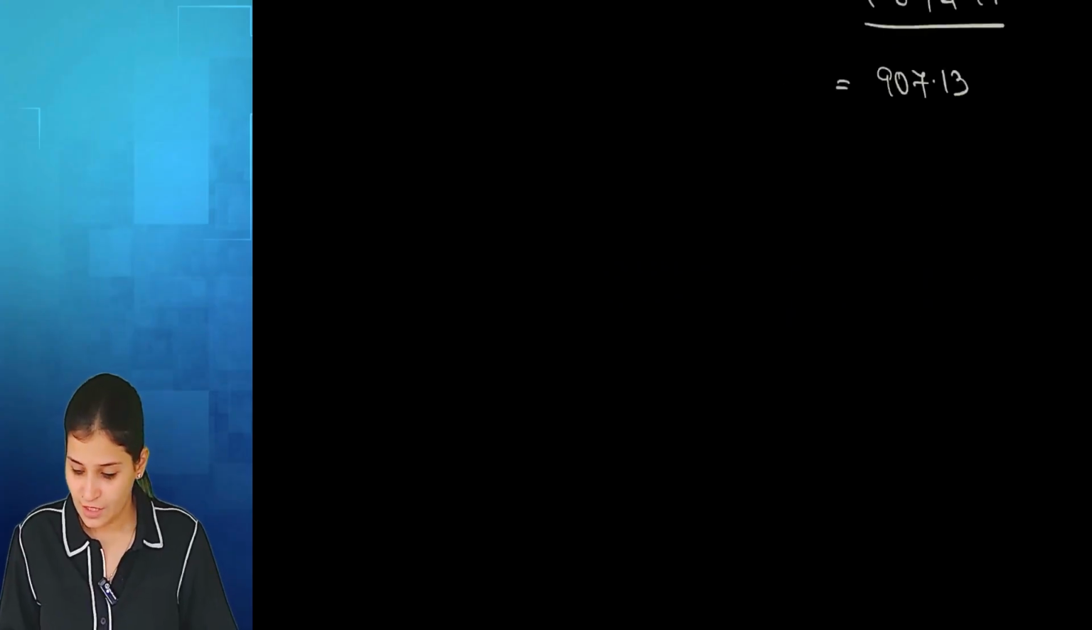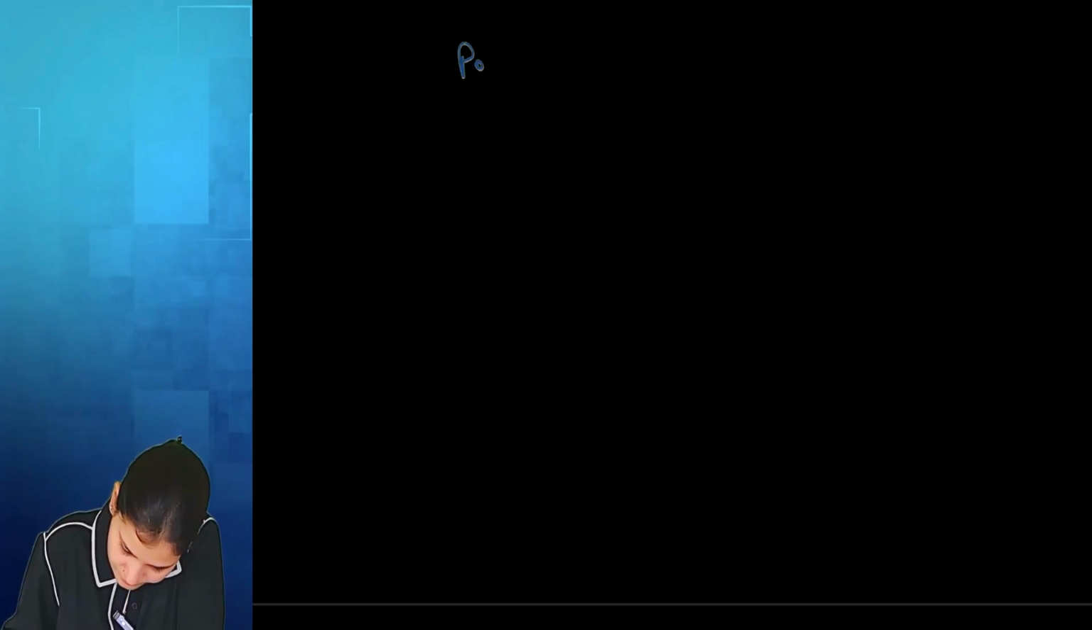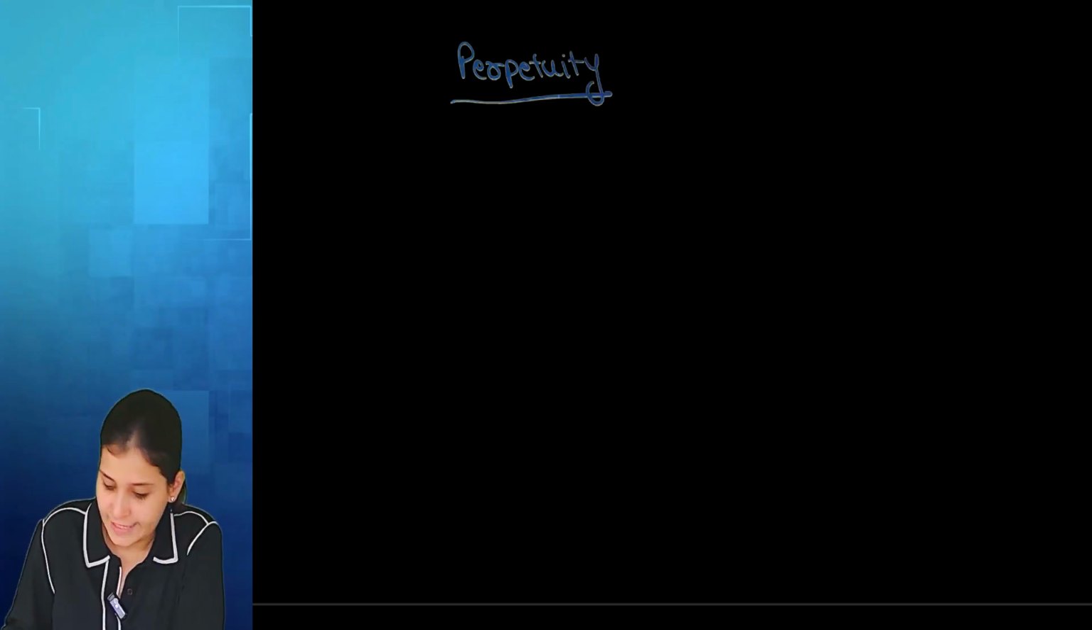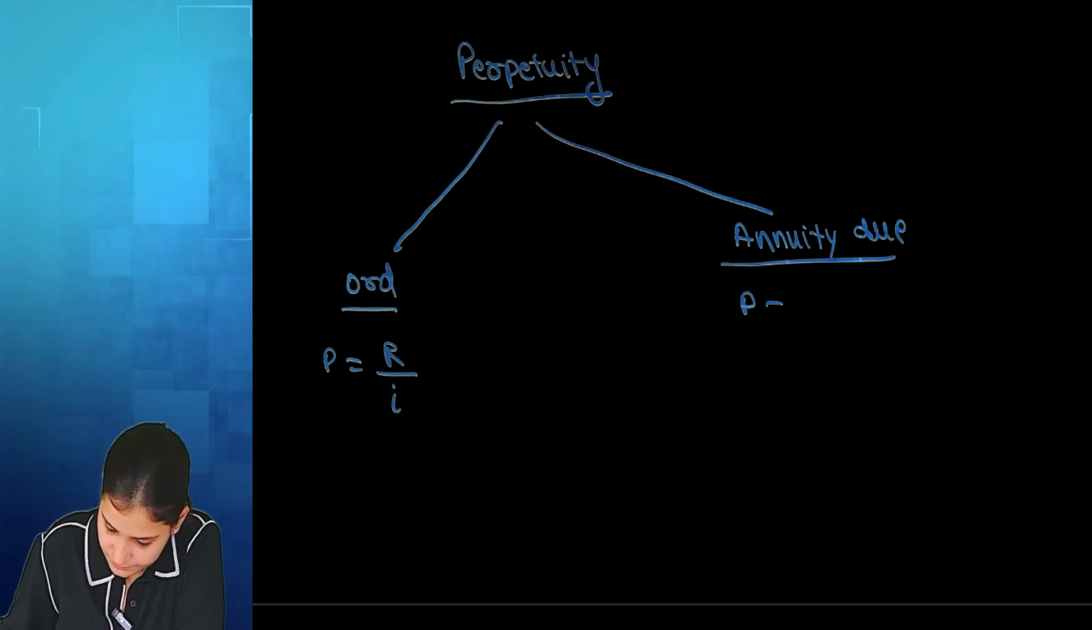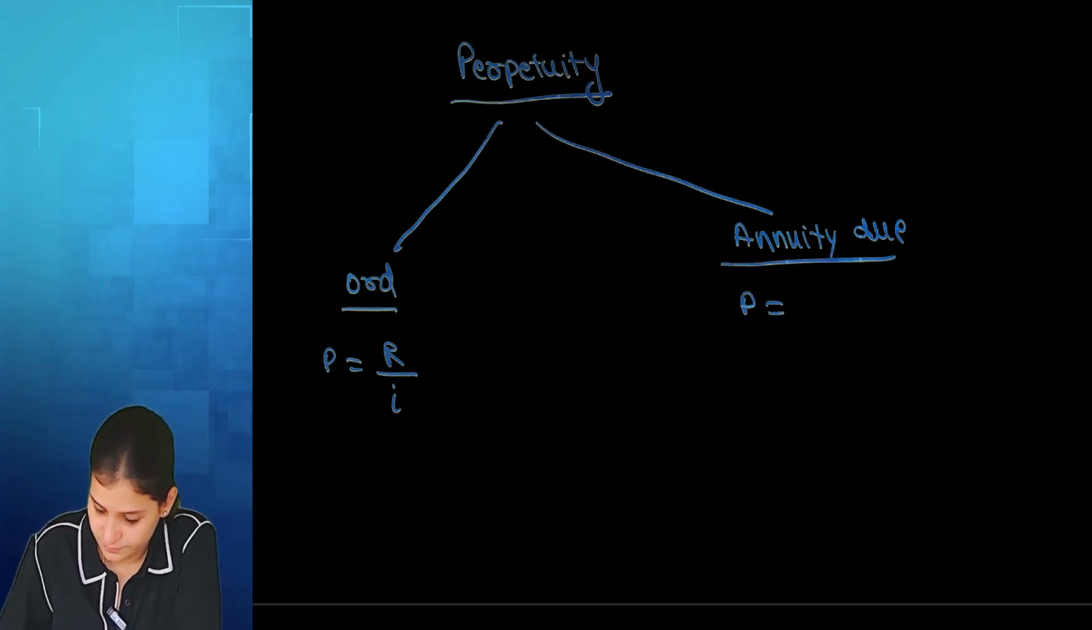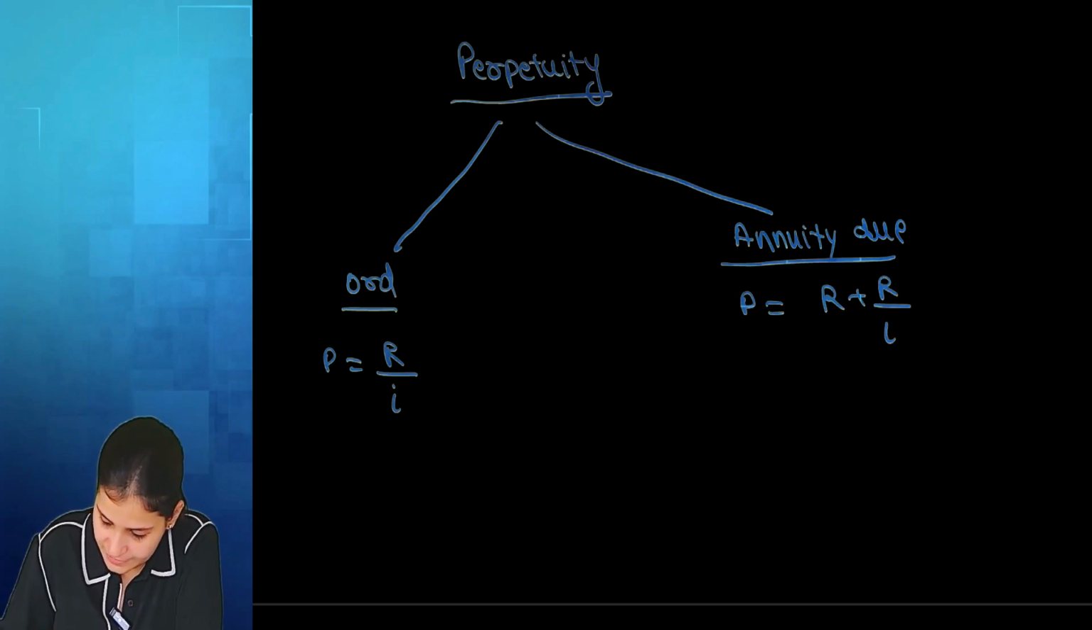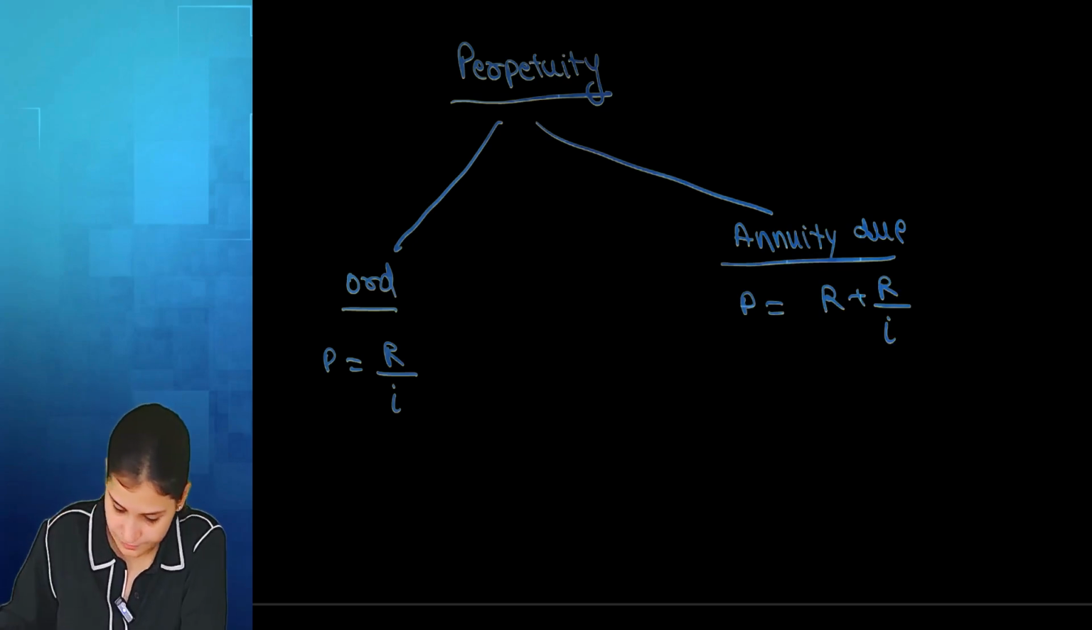Now earlier we talked about perpetuity. What was perpetuity? Any annuity that goes on forever, that continues forever. We talked about two: ordinary annuity, where present value is R upon I, and annuity due. What was the formula? R plus R by I. Okay, first let's do a sum, then I'll carry forward with this question.